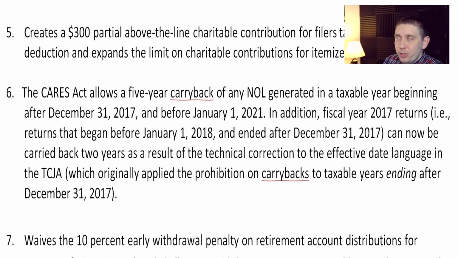Let me give you an example. So with this carryback rule, in the past, maybe you're a business owner, maybe you've had a really, really good year in the past.